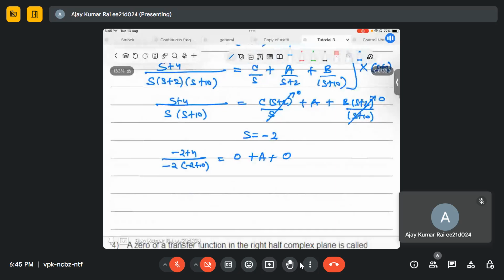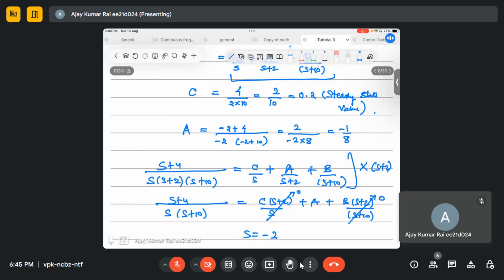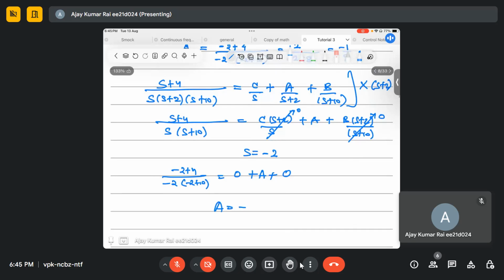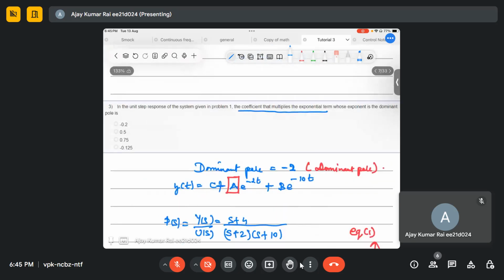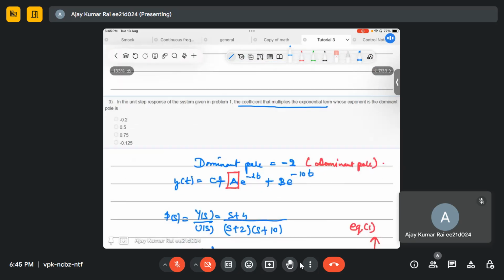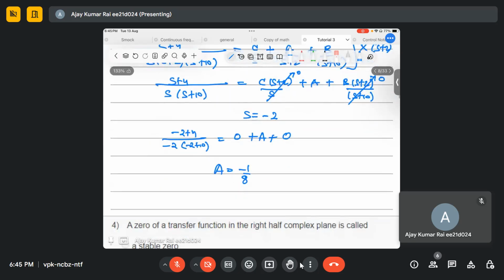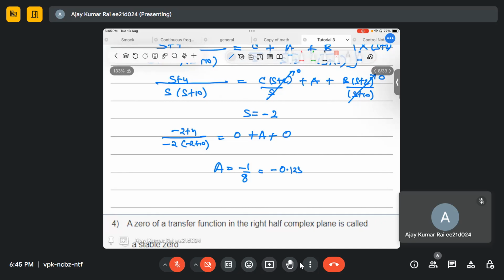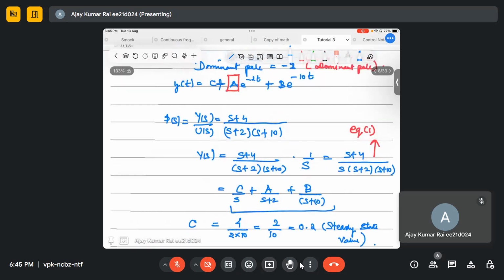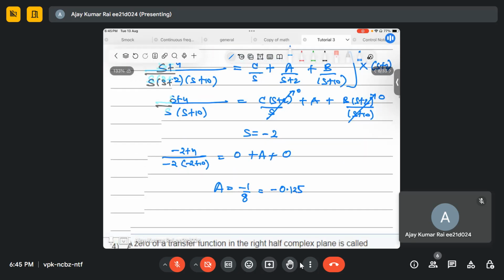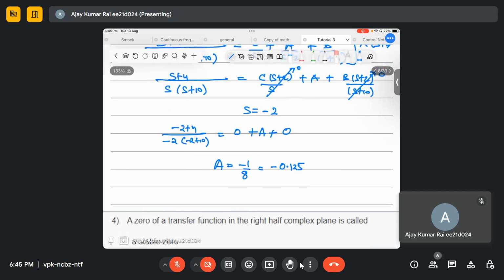So a will be equal to 2 by minus 2 into 8. So 2 gets cancelled, so it becomes minus 1 by 8. So a is equal to minus 1 by 8. So what is this? Minus 1 by 8. 1 by 4 is 0.25. If we divide by 2, it is minus 0.125. Okay, so let me also calculate this.